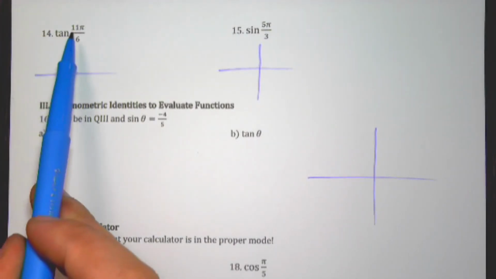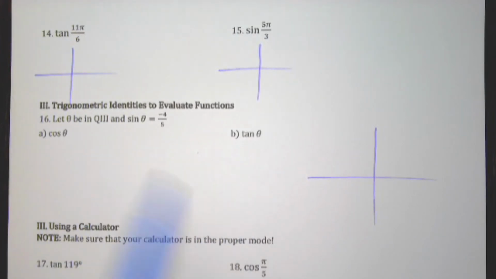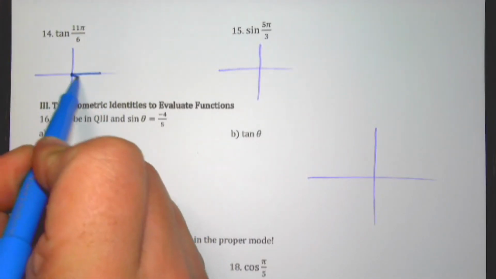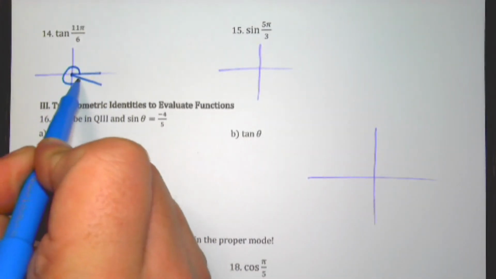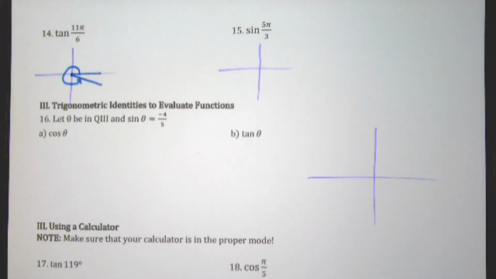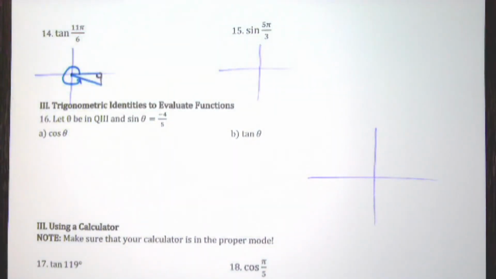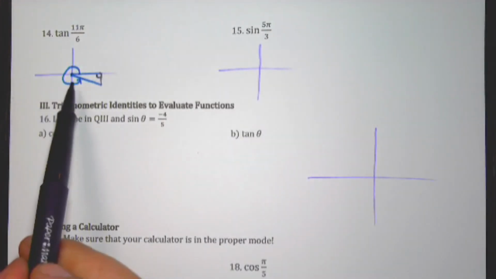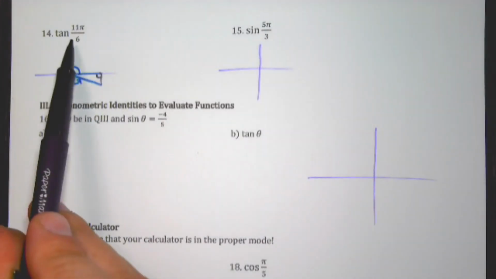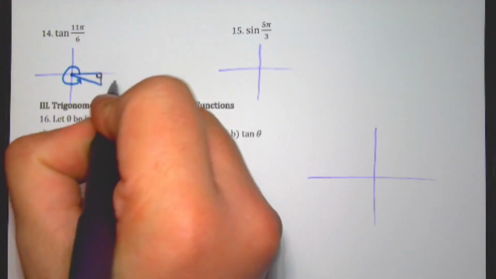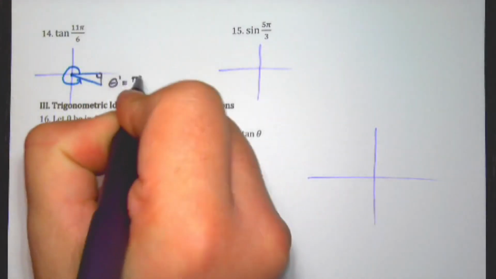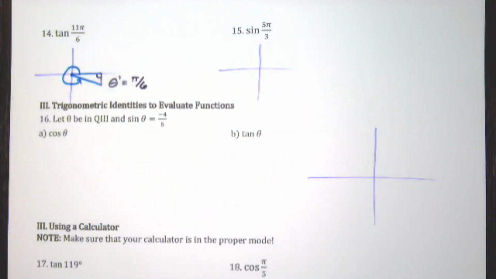So 11 pi over 6, that's almost one full rotation. So that entire theta right there would be our 11 pi over 6. Make that right triangle. Now to finish off that full rotation, how much more do I need? Well, I just need a pi over 6. So my theta prime is pi over 6.